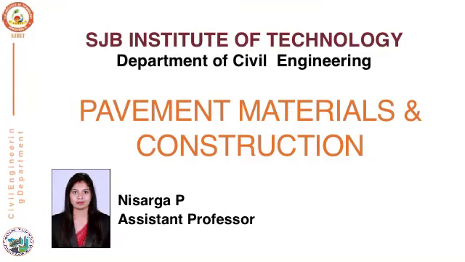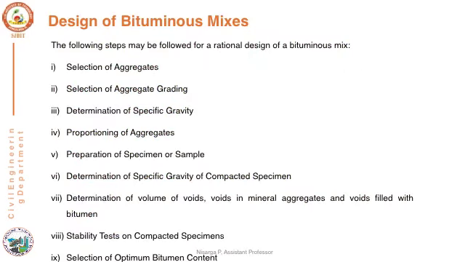Hello students, in this session we'll see how the aggregate blending will be done using Rothfuchs method. The first and foremost step in the bituminous mix design includes the gradation of the aggregates. Aggregates have to be procured from the nearest quarry and we have to check the gradation of the material obtained from the nearest quarries. If the gradation of the aggregates doesn't fulfill the specification as suggested by the MORTH specification, then we have to go for aggregate blending.